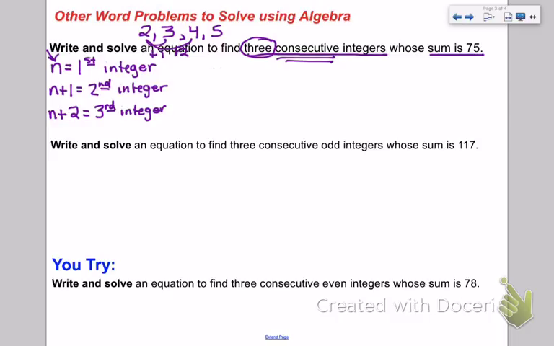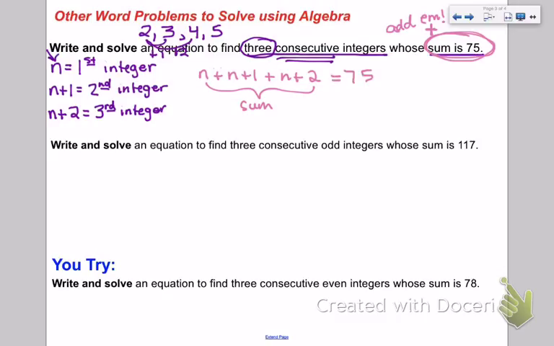Now we can look at the second part of the question. It says, whose sum is 75? Sum means addition. Add them. So we have to add n plus n plus 1 plus n plus 2. That gives me the sum. And it tells us that that's equal to 75.